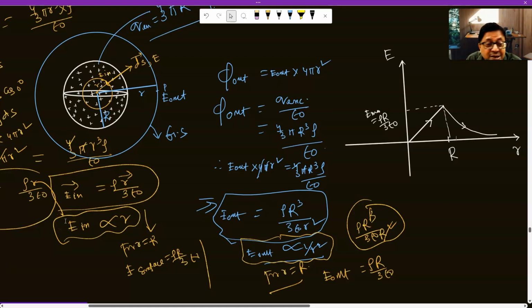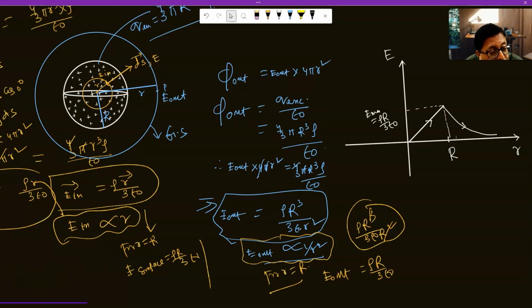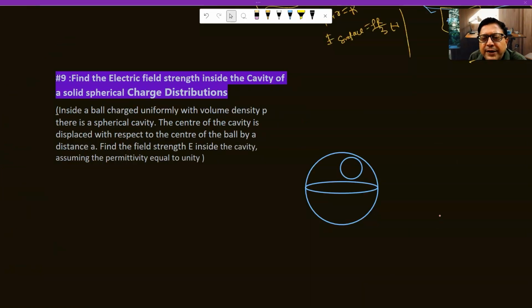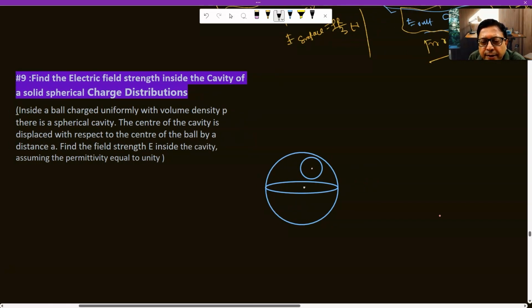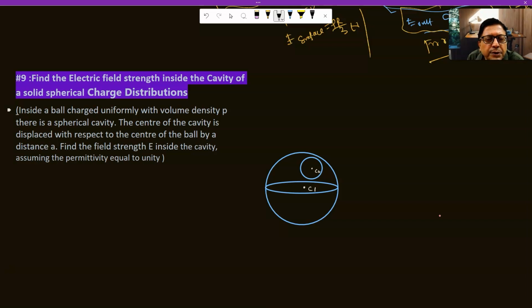For instance, so many years it has come. I told you I will not mention anything particular. You start doing it and then I will help you if you need. Again the cavity problem. Find the electric field inside the cavity. Center of this sphere is C1, this is C2. The center of the cavity is placed with respect to the center of the ball by a distance A. This is written by a Russian author, Irodov, that's why the language is a bit different. So this distance they have given is A.